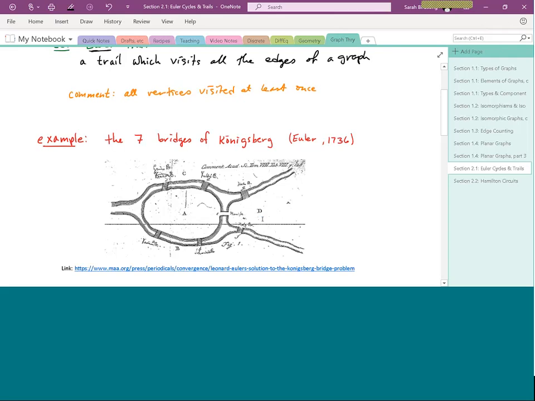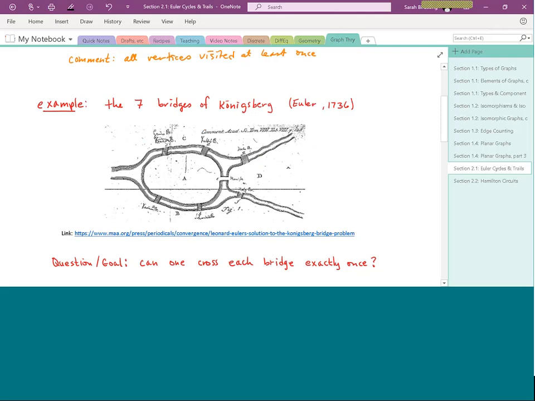Okay? So he's walking around the city, and the question that he starts to ask is, is it possible to cross each one of those bridges exactly once? And the underlying assumption here is you leave your house, you go for a walk, you cross each of the really pretty bridges, because apparently they're really architecturally beautiful. You cross each of the bridges exactly once, and then you come back home. So that was the question that he had.